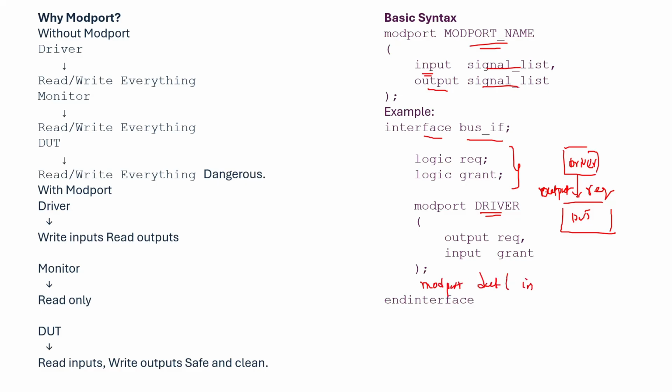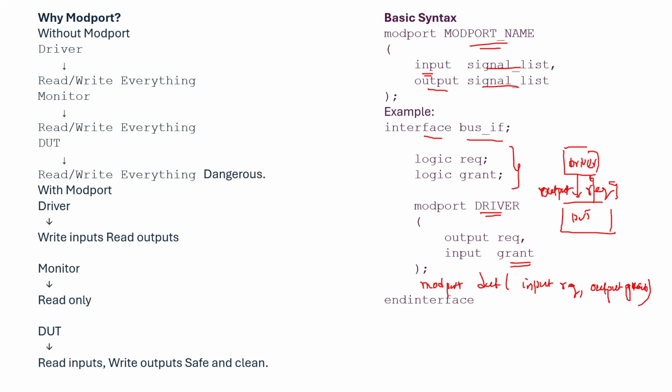Now here I can represent modport DUT. Inside that, input is the request and output is the grant. This way I can represent the direction. Modports give you the direction to the ports, in which direction we can drive the input and in which direction we are receiving the output. And grant is the output from the DUT and input to the driver. So that is the reason.